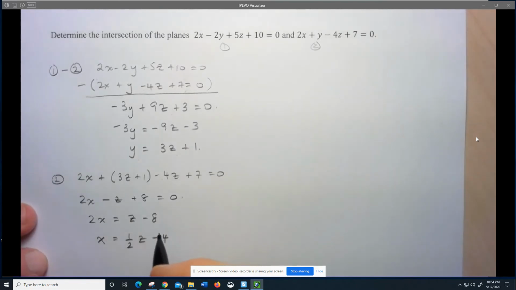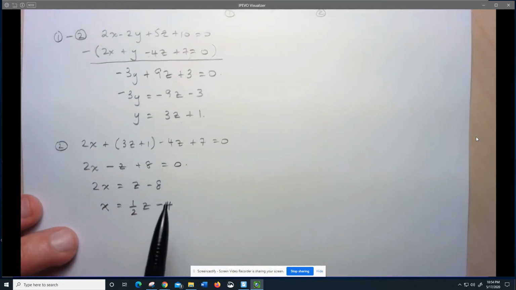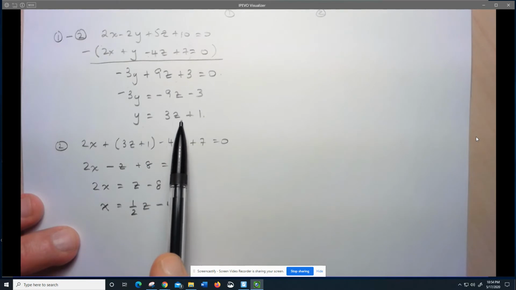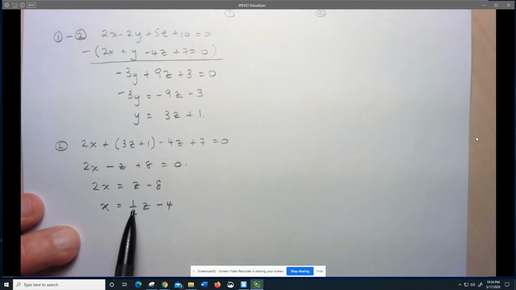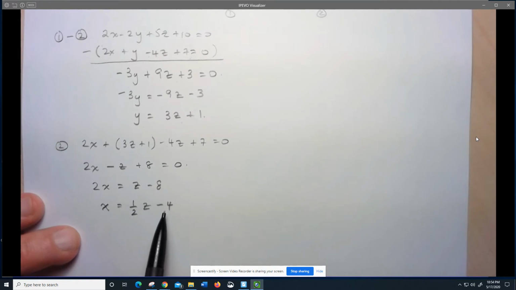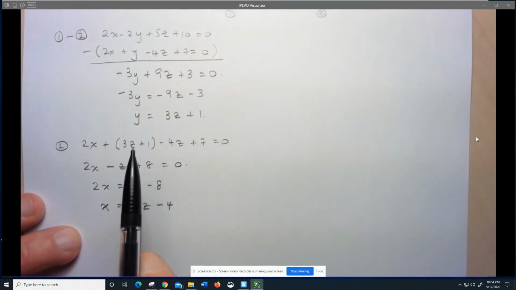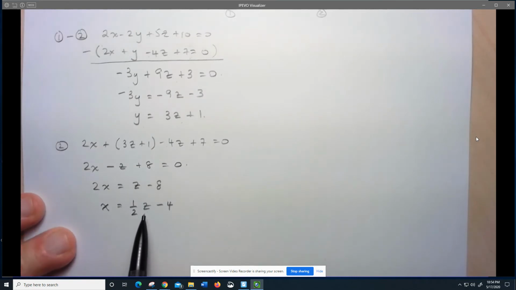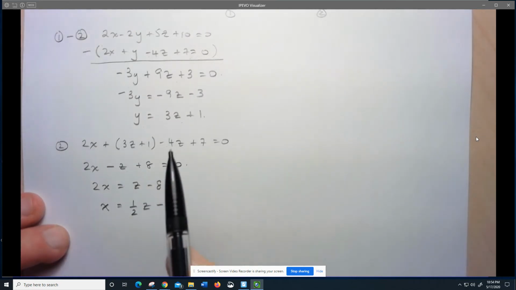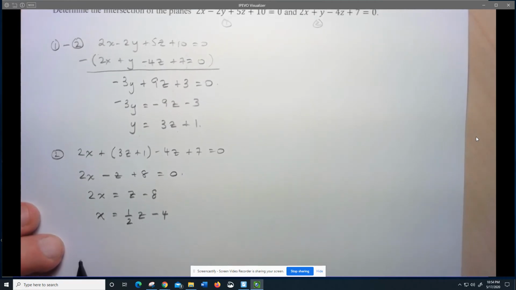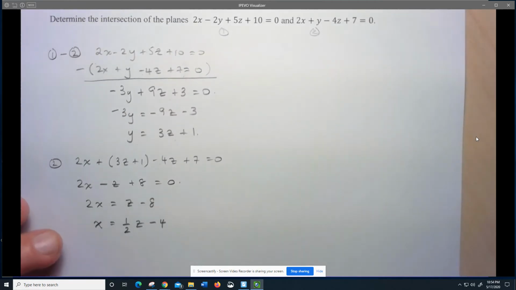All right. So what does this give us? Well, what we've managed to do is we've said that y has to be equal to 3z plus 1, and x has to be equal to 1/2 z minus 4. So essentially, if I pick a z value, I can then find the x and y values. But I want you to see if this sounds familiar, where you pick a particular value and it produces a point on the line. I'm hoping that that kind of sounds like the parametric form of the equation of a line. So let's write it out and see how this is going to work.